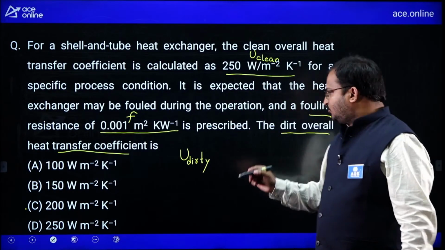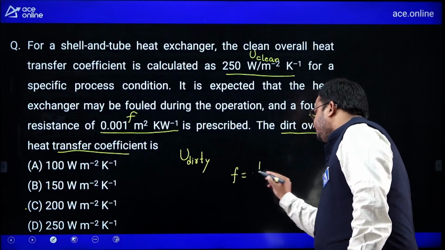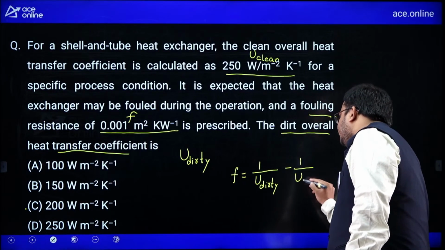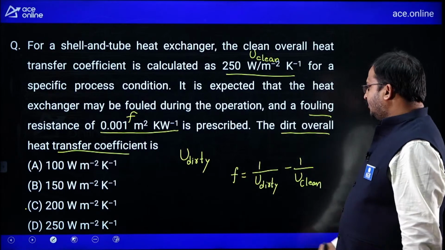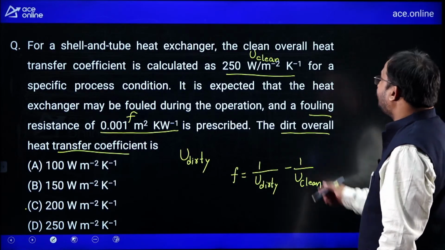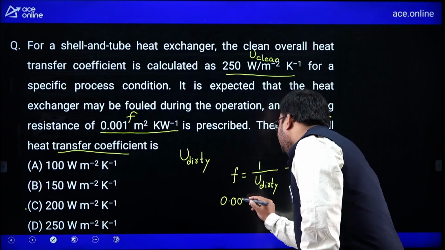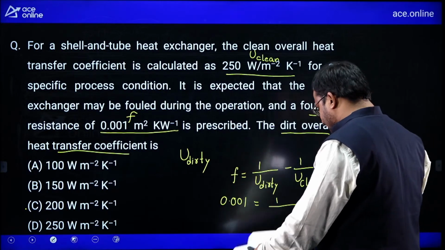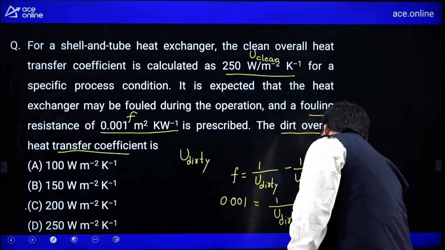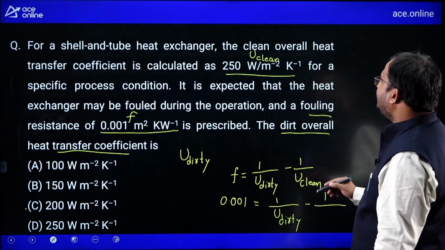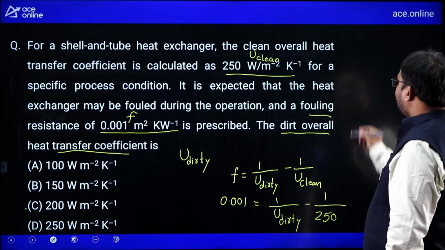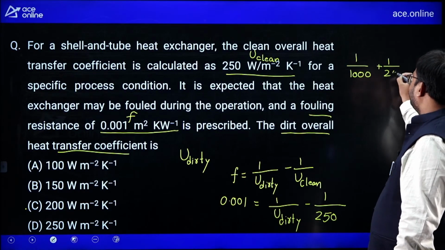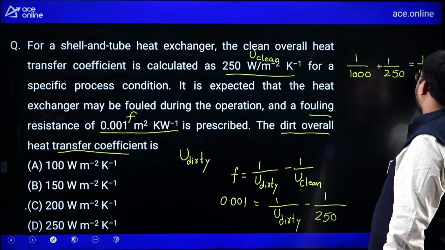So this is also a simple question, dear students. For the fouling factor the formula is F is equal to 1 by U dirty minus 1 by U clean. So we use this formula. Okay. So this is the formula that we have to use. 0.001 is equal to 1 by U dirty, U dirty we have to find, minus 1 by U clean. U clean value is 250. So we can write this as 1 by 1000 plus 1 by 250. This is equal to 1 by U dirty.